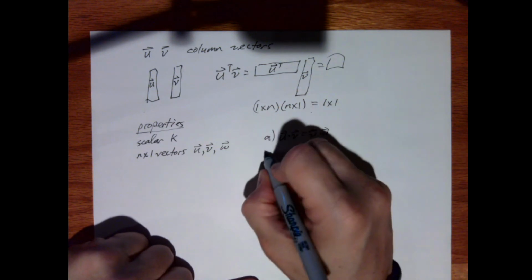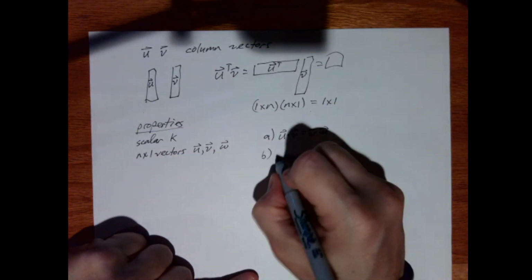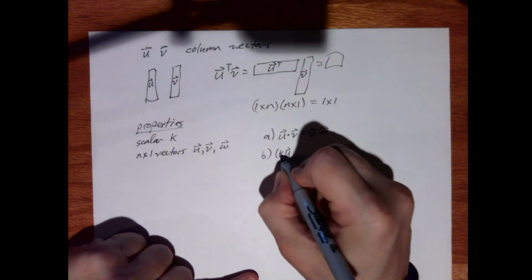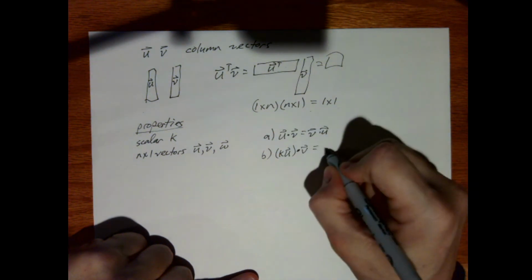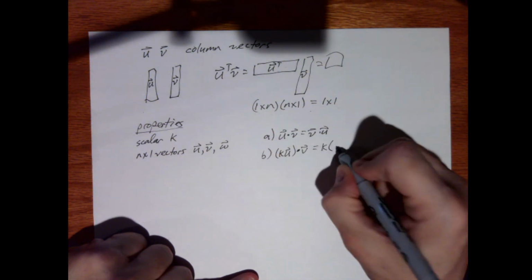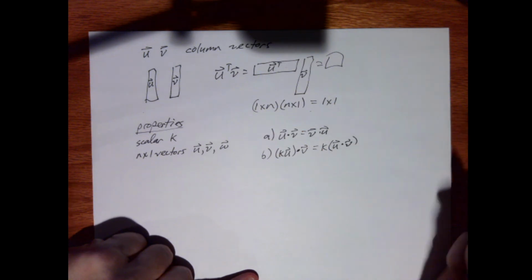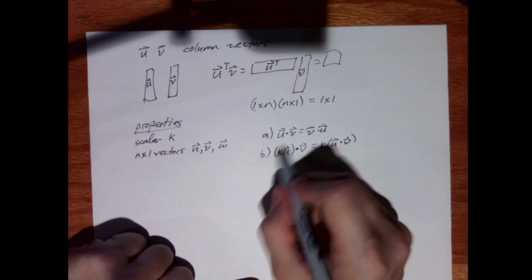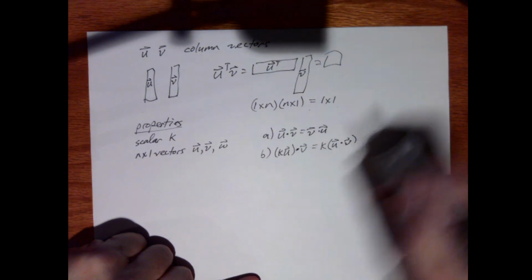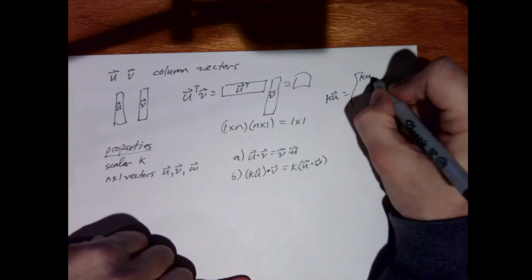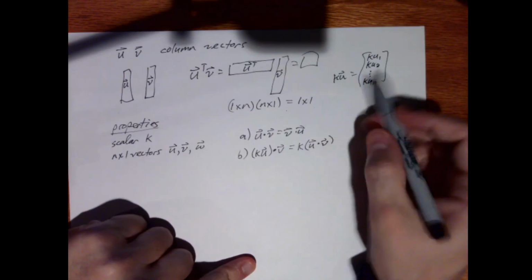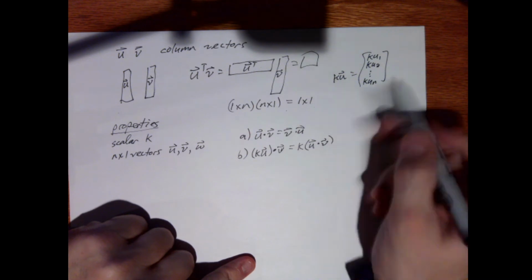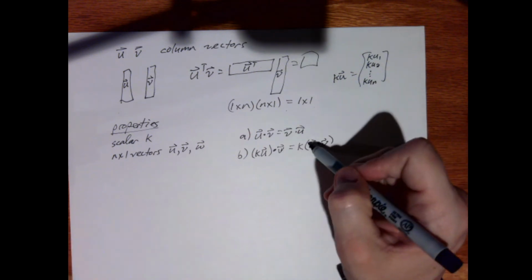Okay? B, if I were to scale a vector u by scalar k, and then find the dot product of that new vector with v, that's the same thing as scaling the dot product of u and v. So k times u produces a vector, right? That's going to be this. Ku will be k u1, k u2, dot, dot, dot, k un. Now I take that vector and find the dot product with v. That's the equivalent of finding the dot product of u and v and then scaling by k.